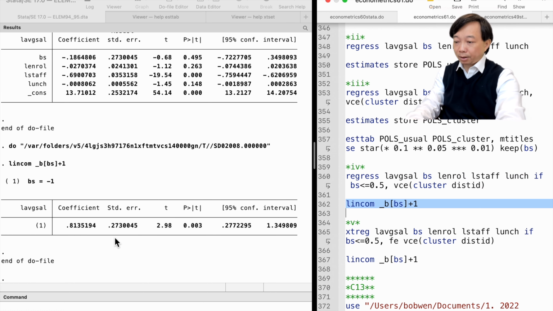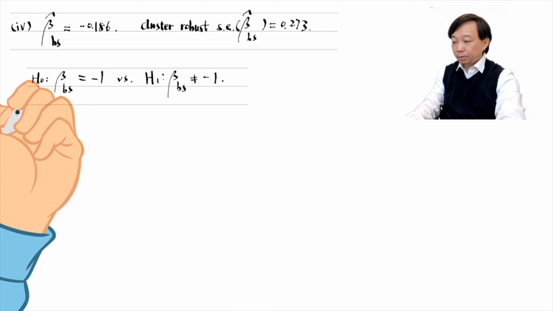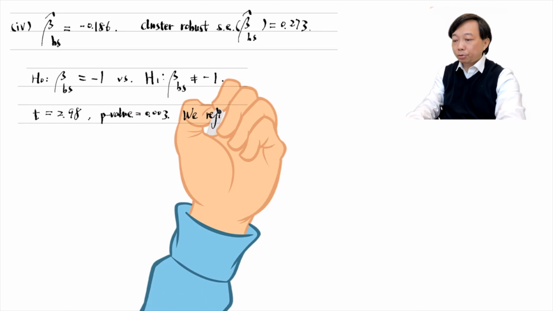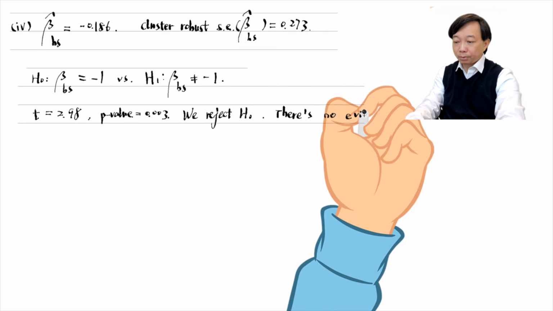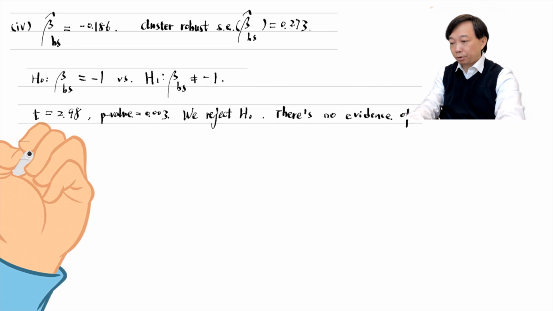The t-statistic is 2.98 and its p-value is 0.003. We reject the null hypothesis at any conventional level. There is no evidence of a salary benefit trade-off.